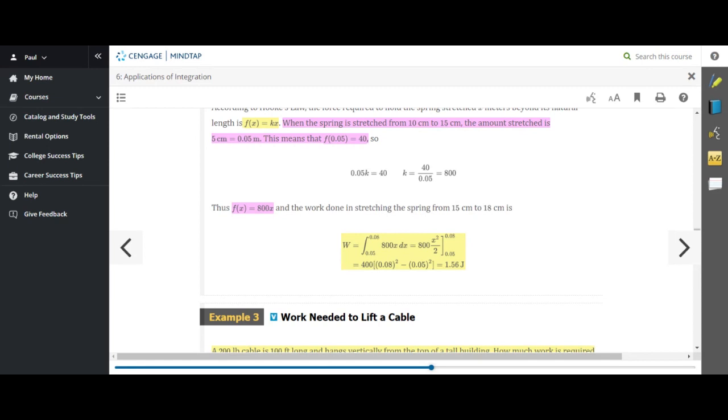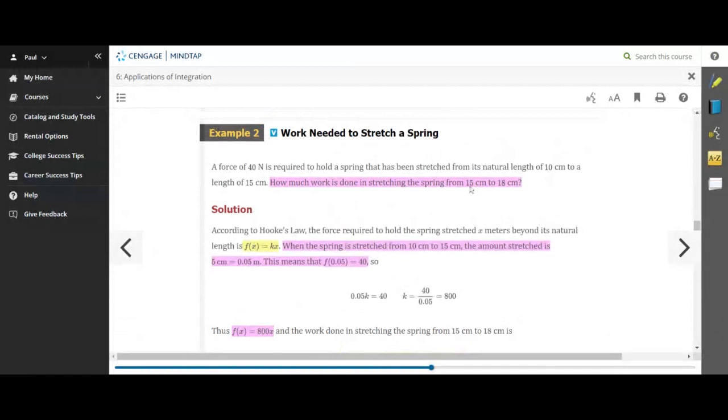How is 18 centimeters 0.08 meters? Shouldn't it be 0.18 meters? Well, you see what they're doing in the problem, it's a good question. The natural length of the spring is 10 centimeters. So the spring is stretched: 18 minus 10 is the change. Right, 18 minus 10, and then 15 minus 10, exactly. All right, great, good question.